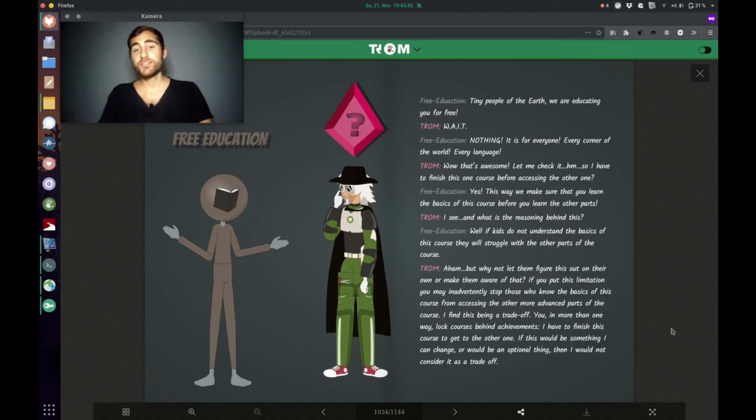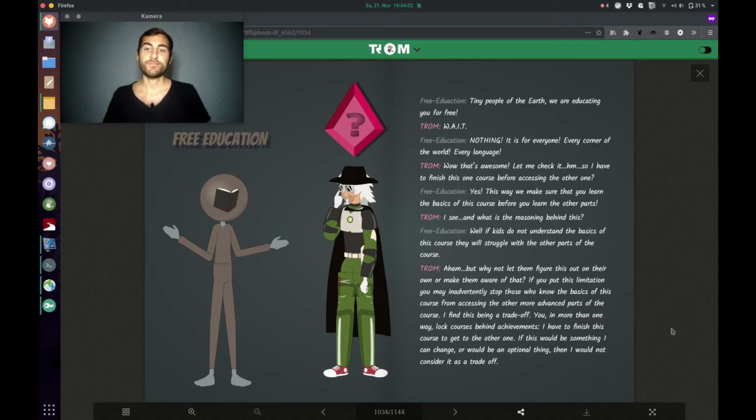Now free education comes in and says, tiny people of Earth, we are educating you for free. TROM superhero asks the weight question again, what am I trading? And free education says nothing, it is for everyone, every corner of the world, every language. TROM superhero is like, wow, that's awesome.